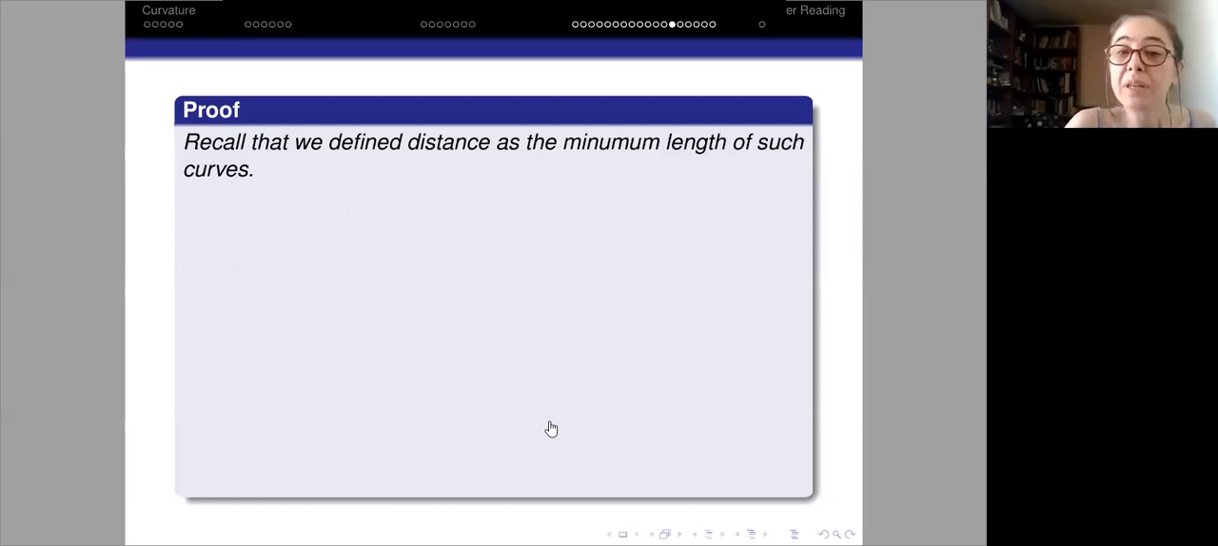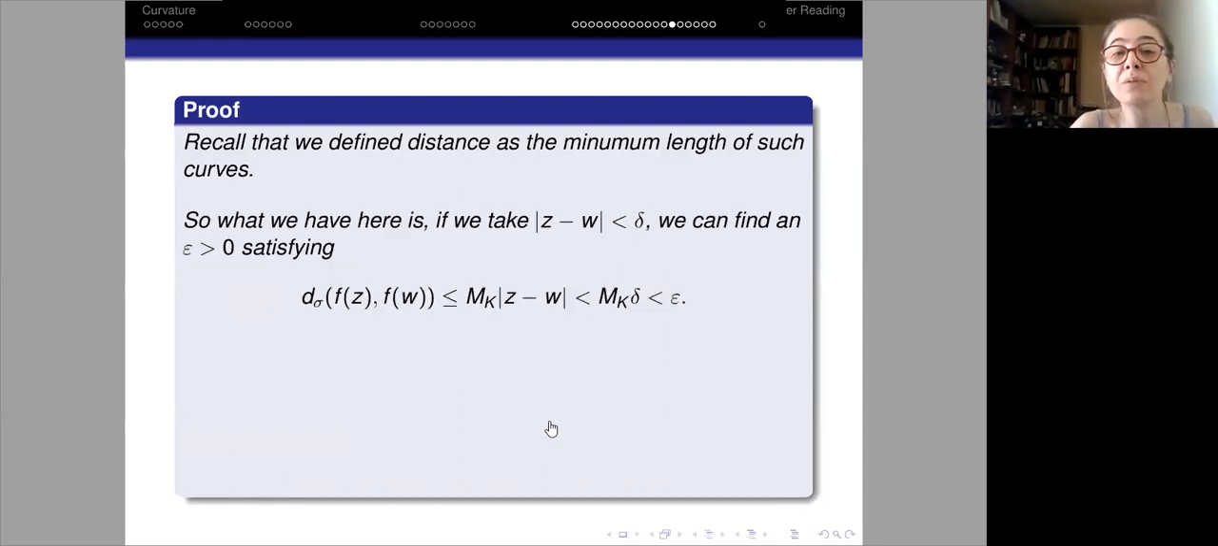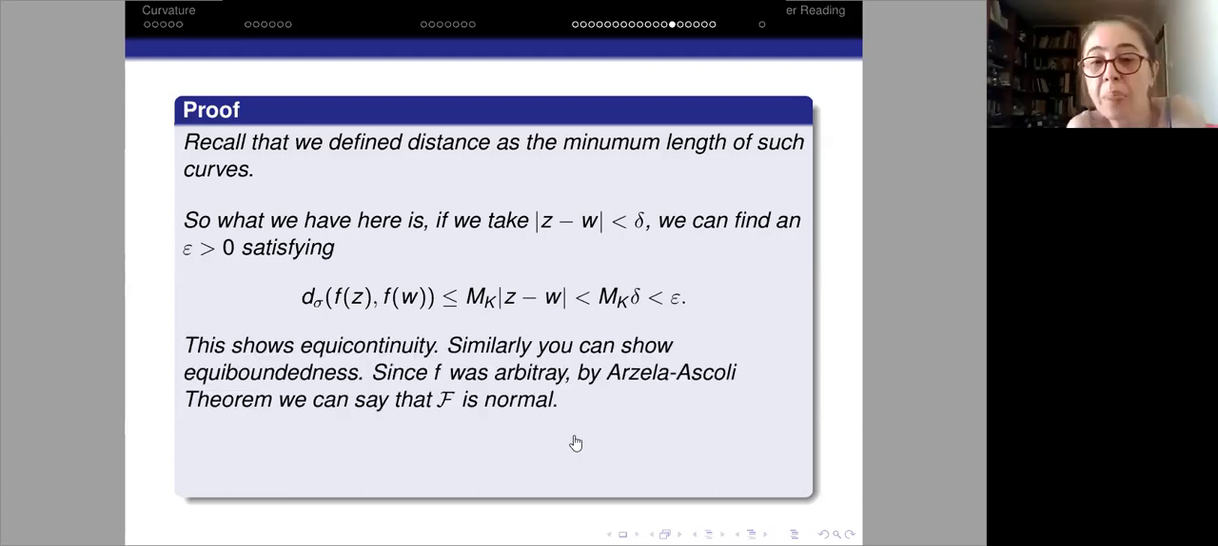Recall that we define distance as the minimum length of such curves, such integrals. So what we have here is, if we take the magnitude of z minus w less than delta, we can find an epsilon which satisfies the distance d sigma of f(z) and f(w) less than or equal to M_K delta. So this shows equicontinuity. Similarly, you can show equiboundedness.